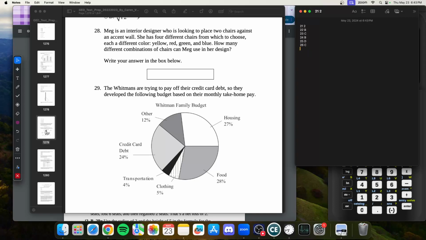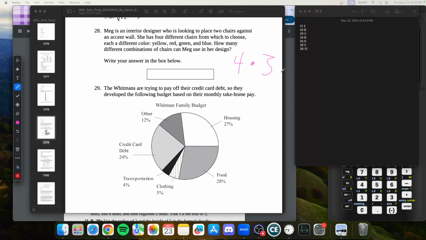Answer's 12. So the answer is 4 times 3. This is standard probability and statistics. The way you can think about it is we're going to pick 2 chairs. You have 4 choices for the first chair, and once you pick one, you only have 3 chairs left to pick from. You can't choose red and red because you only have 1 red chair. So that's why it would be 4 times 3.